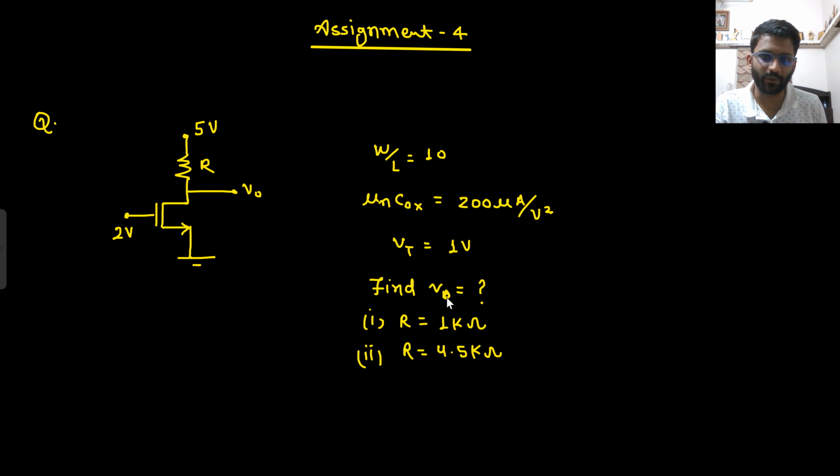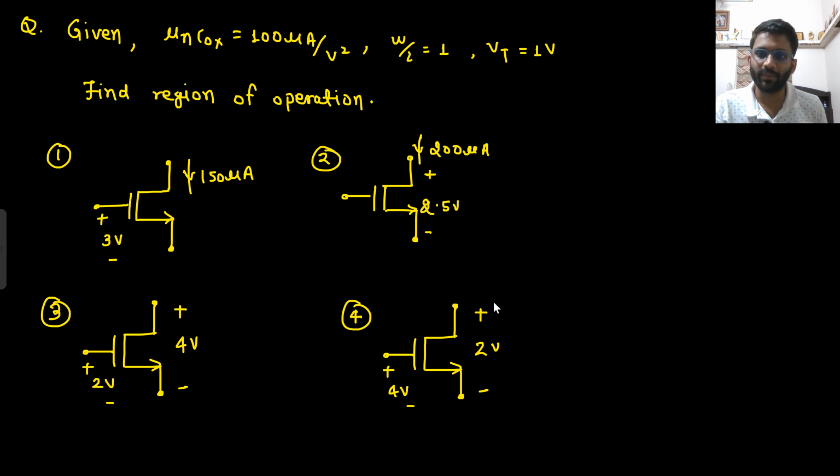A MOSFET is given. You have to find V naught for two conditions. First, considering R equals 1 kilo ohm, and second, R equals 4.5 kilo ohm. Then there will be these 6 configurations. 2 more configurations are there. So you have to find the region of operation.